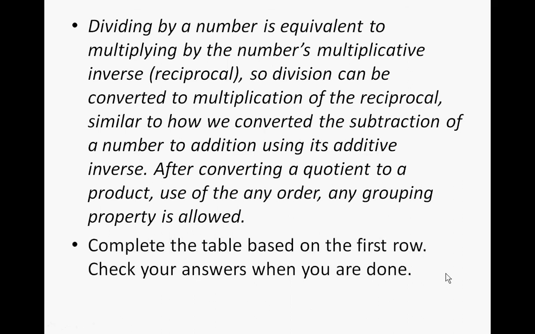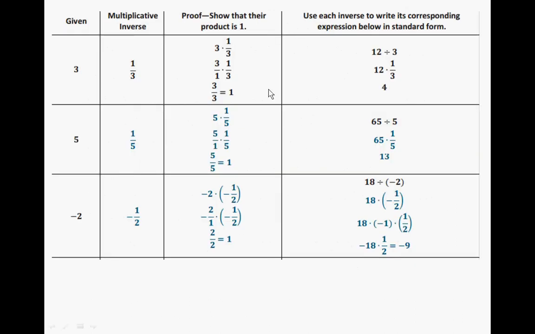Complete the table based on the first row and check your answers when you are done. All right, let's see what you got. So, given 3, the multiplicative inverse is 1/3. So 3 times 1/3 is 1. So therefore, 12 divided by 3 is the same as 12 times 1/3, which is 4. 5 becomes 1/5. 5 times 1/5 is 1. So therefore, 65 divided by 5 is the same as 65 times 1/5, which is 13.